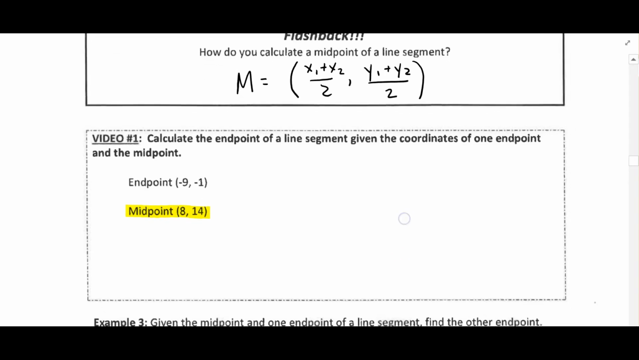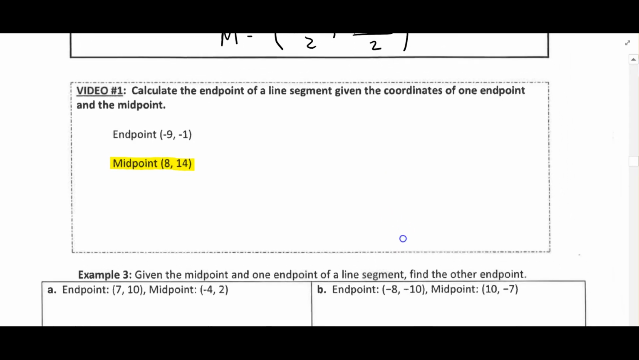Alright, so let's go ahead and look at how to calculate the endpoint of a line segment given the coordinates of one endpoint and the midpoint. So we know the endpoint here is (-9, -1). And we know the midpoint, so we want to find the other endpoint. We don't know what this endpoint is, so let's let it be (x, y), because we don't know those values, but we do know that it's going to be an endpoint.